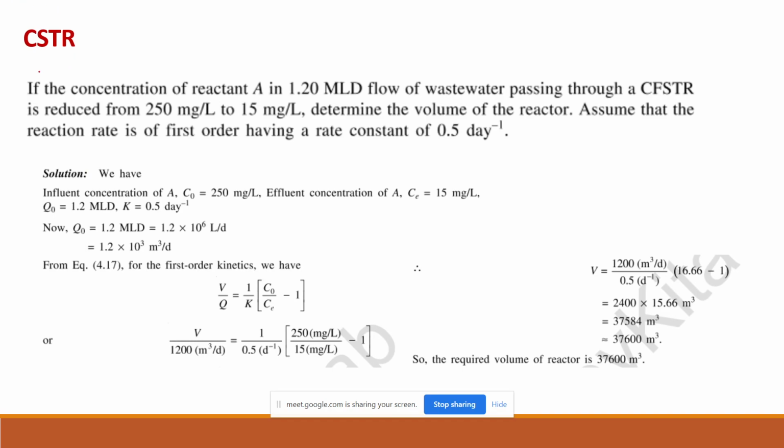So what has been provided is, you have a component or a reactant, let's say A. In 1.2 MLD flow, if the concentration of reactant A in 1.2 MLD flow of wastewater passing through a CFSTR is reduced from 250 mg per liter to 15 mg per liter, determine the volume of the reactor. Assume that the reaction rate is of first order, having a rate constant of 0.5 day inverse.